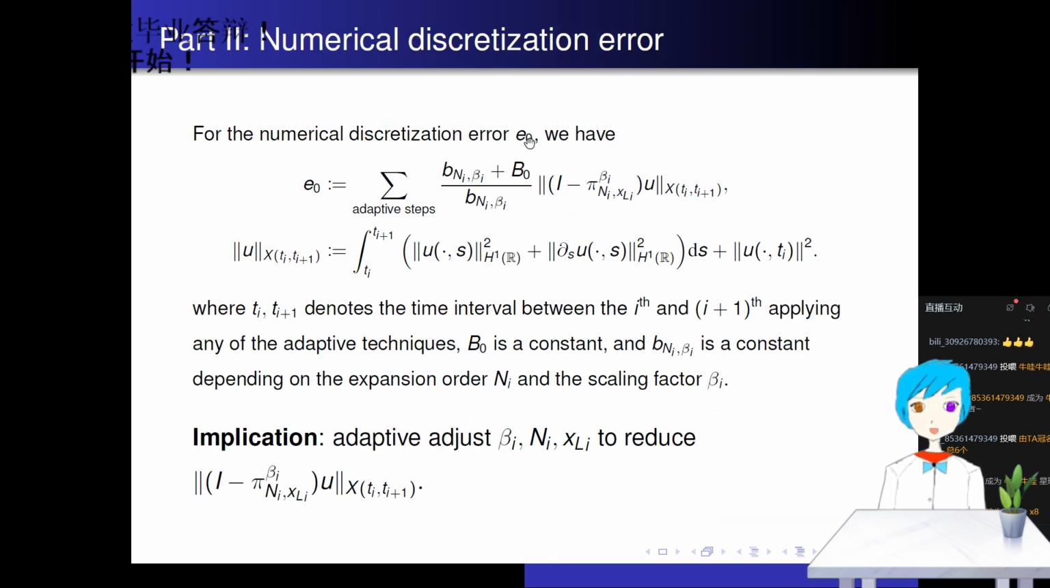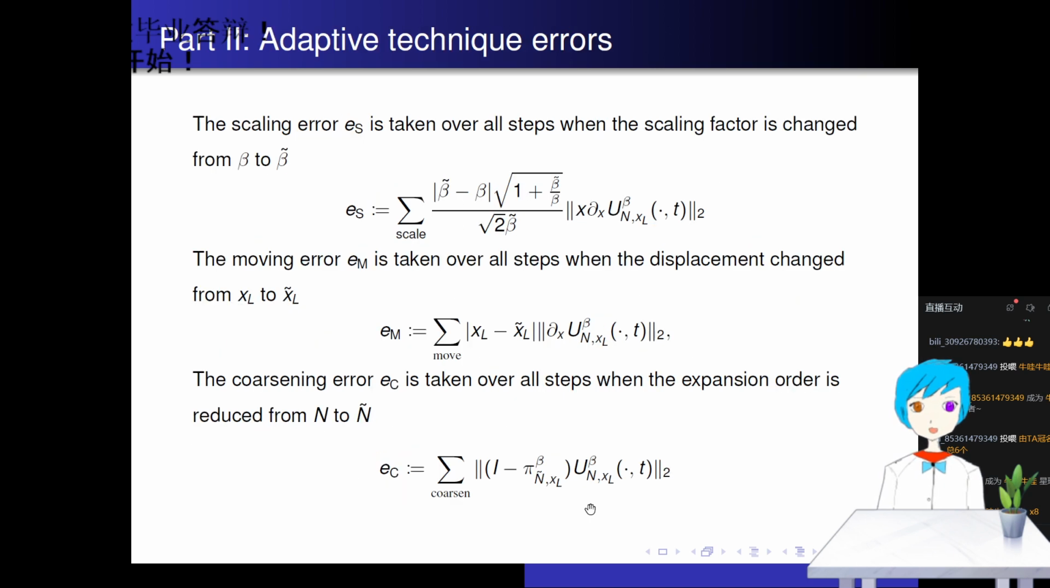For the numerical discretization error, it takes the following form. It is complicated, but the implication is that we need to keep this norm small, the projection error. That explains why we need the adaptive spectrum methods, because with the proper scaling factor, expansion order, and displacement, we can keep the projection error small. So this justifies our adaptive spectrum methods in the spatial temporal problems.